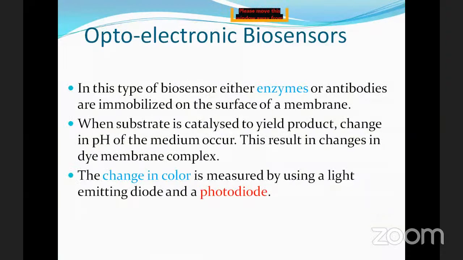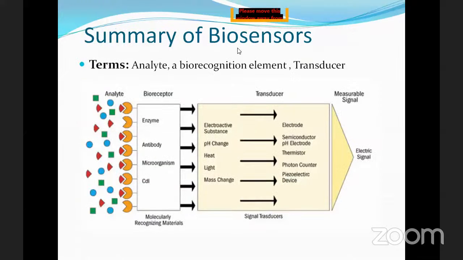Summary of biosensors. Coming to the summary of biosensors, we have various types of biosensors based on the type of analyte and the bioreceptor. Some classifications of biosensors are available, and based on the types of transduction, like potentiometric, amperometric, thermoelectric, or optical, various classifications of biosensors are available.